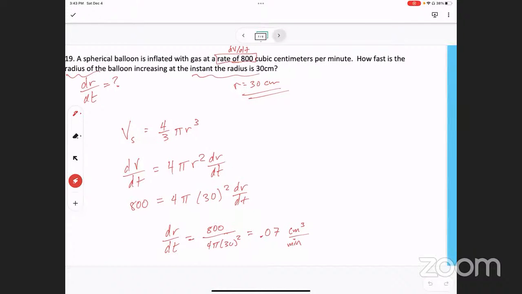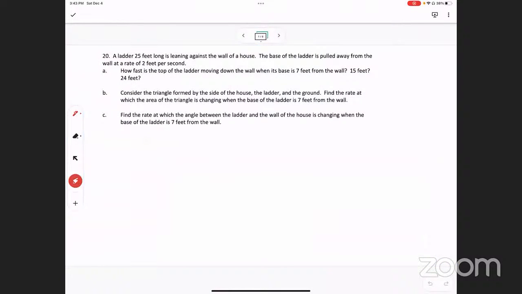Okay. Let's try this one. A ladder 25 feet long is leaning against the wall of a house. There we go. This is a more classic problem. So here's the wall of a house. This is a 25 foot ladder. So that's 25. The base of the ladder is pulled away at a rate of 2 feet per second. So let's call this x. So dx/dt equals 2 feet per second.